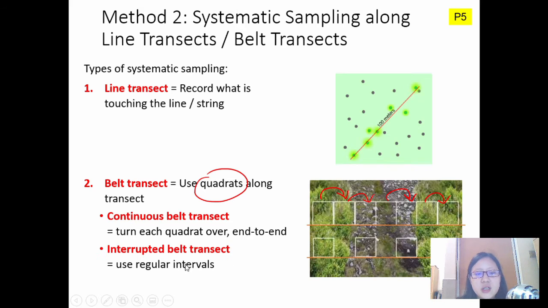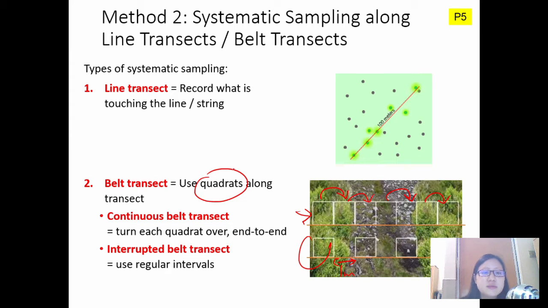Or you can use an interrupted belt transect, which uses regular intervals. This one is 1 meter apart. You do this instead of continuous, because obviously continuous is much more work. An interrupted belt transect is much less work, but obviously a continuous belt transect will give you a more accurate reading.